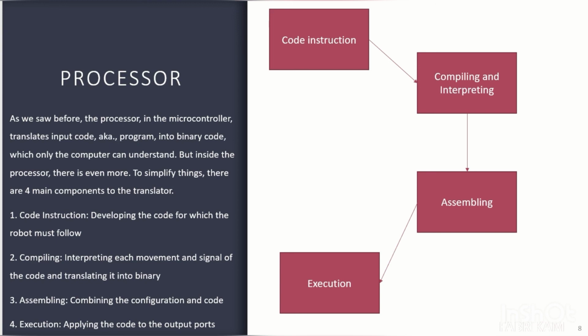So number 3 is assembling. So you're basically combining the configuration and the code. Configuration refers to where motors and ports are. So if port 1 has a specific ARM motor, then you have to configure into your code that port 1 has the ARM motor. That way you can program and finish up any doubts programming. And then you execute by applying the code to the output ports. So this isn't referring to the processor in general, but this is mainly referring to the steps as to how the processor is used throughout this whole section.